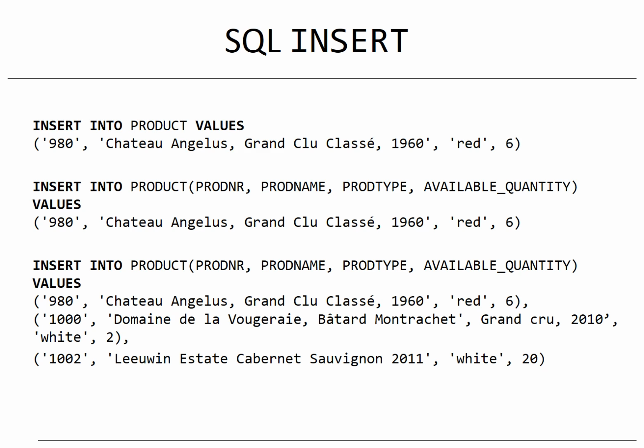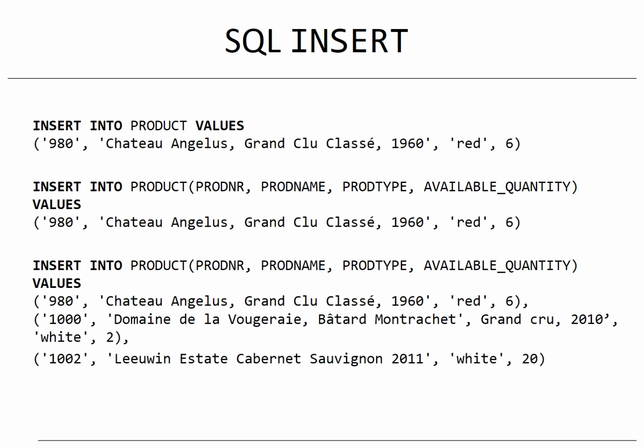The SQL insert instruction allows to add data to a relational database. Here, you can see some examples. The first statement inserts a new tuple into the product table. The values are entered according to the order in which the columns have been defined using the create table statement.